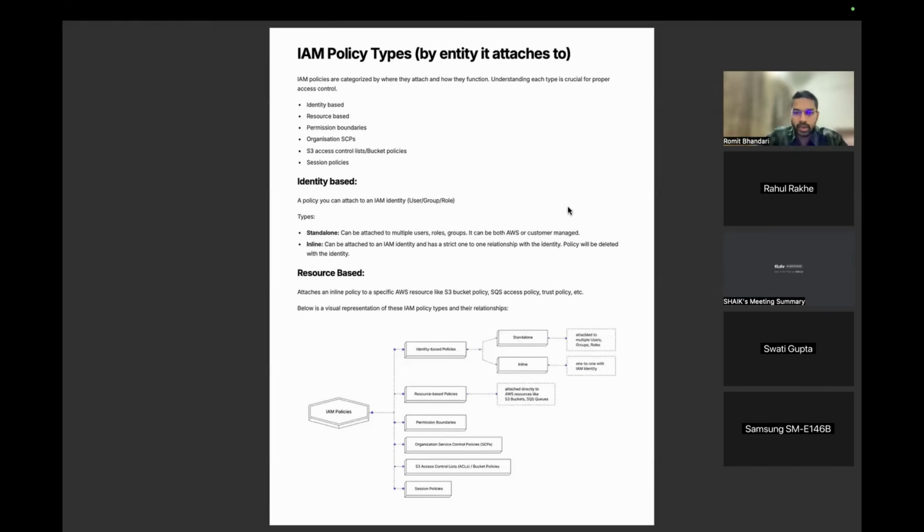Okay, and if you look at the diagram below, identity based policies could be standalone, inline, one-to-one, attached to multiple roles, groups, users, etc. Resource based, attached directly to the resources. Okay, and then you have other types like permission boundaries, organization service control policies, SCPs, S3 access control lists, session policies, etc., which we will quickly touch today as well.